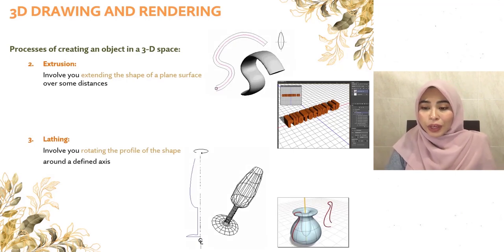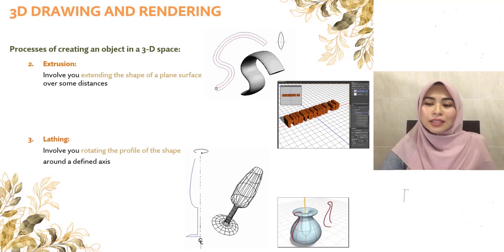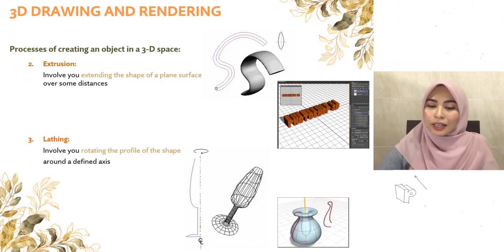Another way for you to model your object is by using extrusion or lathing. Extrusion and lathing are two techniques that you can use to convert a flat image to a 3D image. Let's say you have a flat text that says Photoshop 3D, something flat. How do you make it into 3D? 3D is possible because of the depth, right? So you can extrude the shape by extending the depth of your object. You're extending the shape of a plane surface over some distance. So for example, this one, you're creating depth by extending that shape. Now it has become 3D instead of flat.